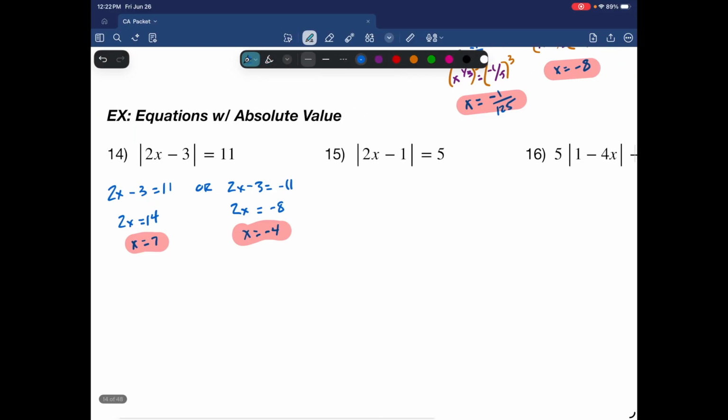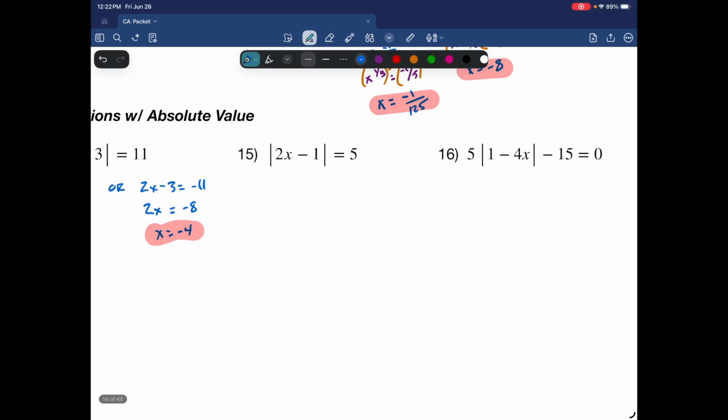All right, so do the same thing on 15. So you got 2x minus 1 equals 5, or 2x minus 1 equals negative 5. So you got 2x equals 6, x equals 3, 2x equals negative 4, x equals negative 2.